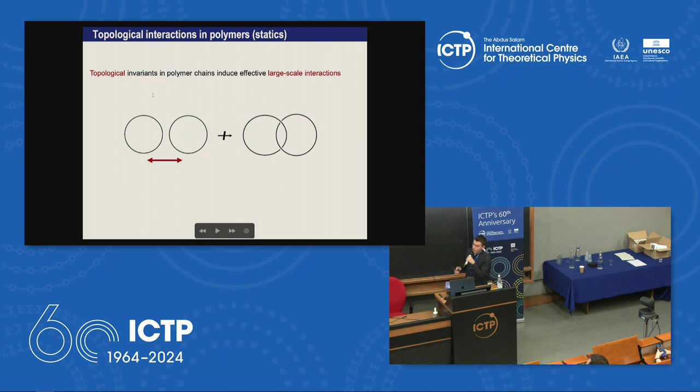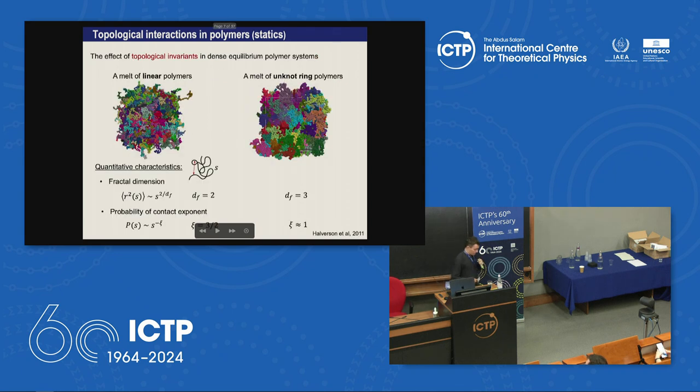And that creates the effect of repulsion between the rings, which is of purely entropic nature. But this entropic repulsion is related to the topological invariance of each of the polymer chains. So this simple physical fact has long-standing consequences for a system of such chains.